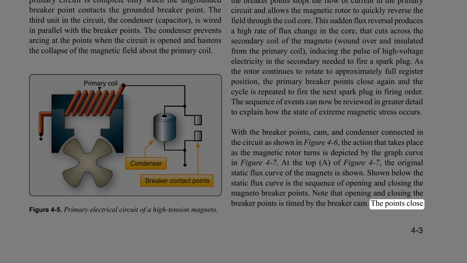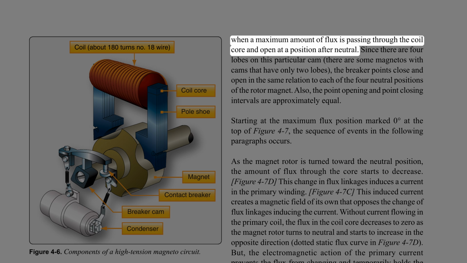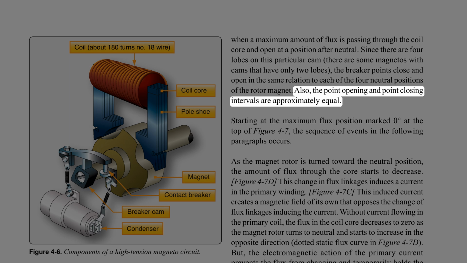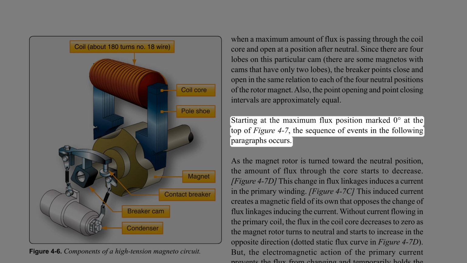The points close when a maximum amount of flux is passing through the coil core and open at a position after neutral. Since there are 4 lobes on this particular cam, there are some magnetos with cams that have only 2 lobes. The breaker points close and open in the same relation to each of the 4 neutral positions of the rotor magnet. Also, the point opening and point closing intervals are approximately equal. Starting at the maximum flux position marked 0 degrees at the top of Figure 4-7, the sequence of events in the following paragraphs occurs.